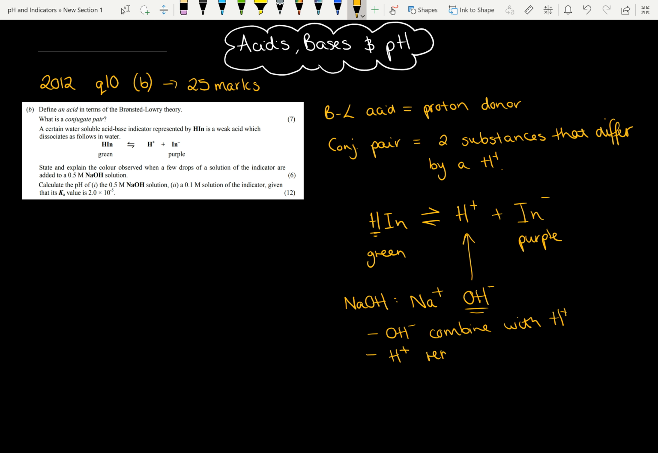So effectively, it's using up that H+. So if the H+ is removed, remember, by Le Chatelier's principle, the forward reaction is going to be favored to replace the removal of that H+. So the forward reaction is favored, which is going to result in a purple color being produced.